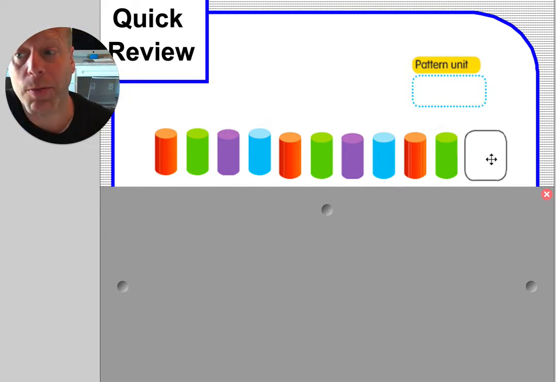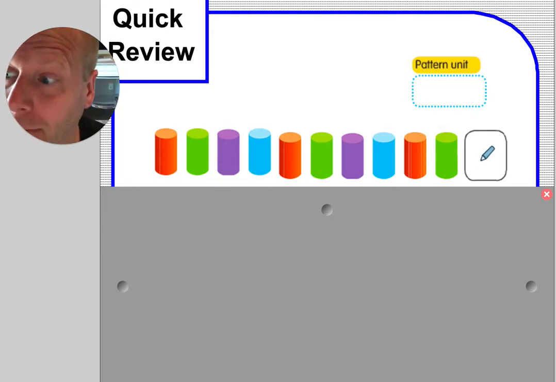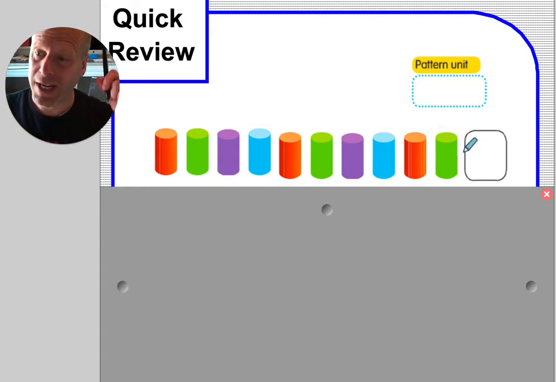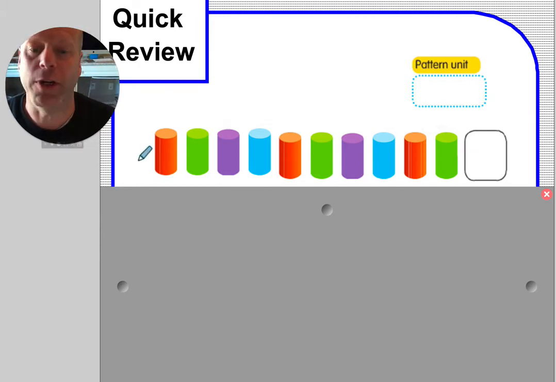We don't know what would be next. So I usually say it out loud because sometimes when I do that, it makes sense. Orange, green, purple, blue. Orange, green, purple, blue. Orange, green. See what I mean? When you bring your voice into it, sometimes it's a little easier to realize what's happening over and over again. Your eyes can do it too, though, because I see this one, and then this one, and then this one, and then it seems to start over again.